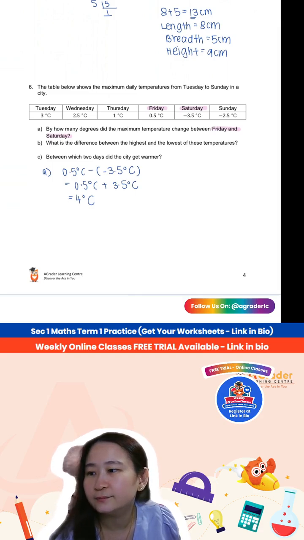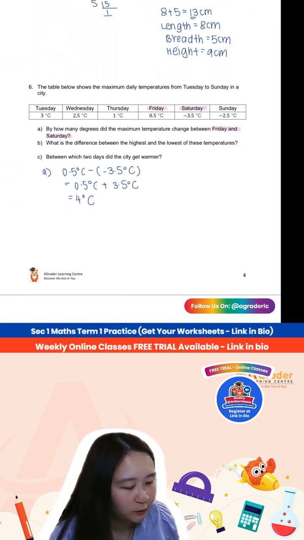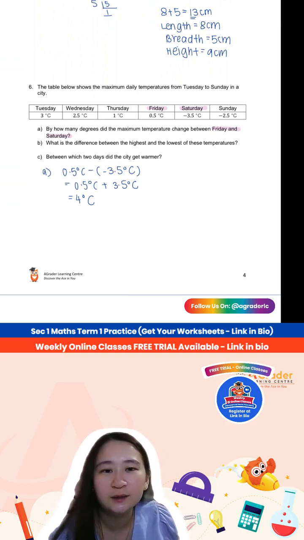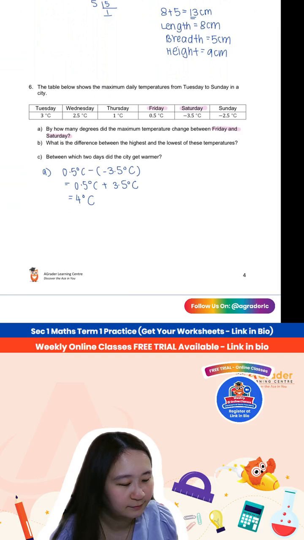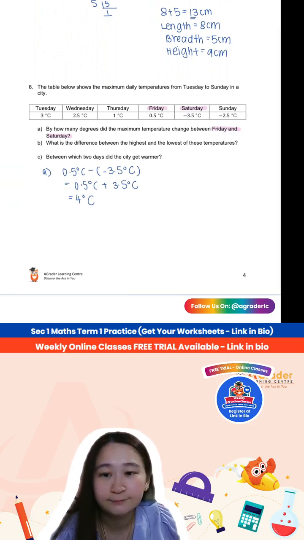Okay. What is the difference between the highest and lowest of these temperatures? Can anyone tell me which one is the highest temperature? Which day has the highest temperature? Anyone?